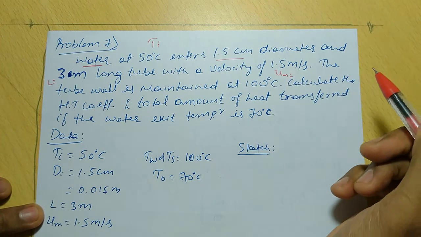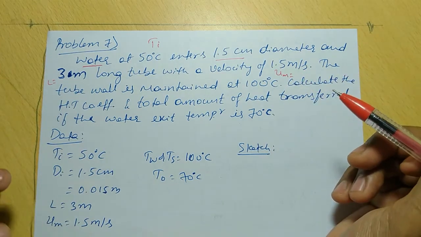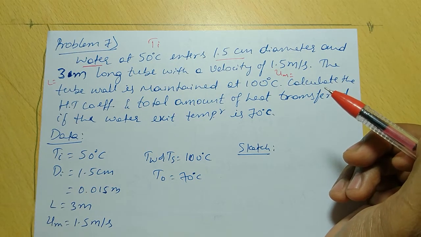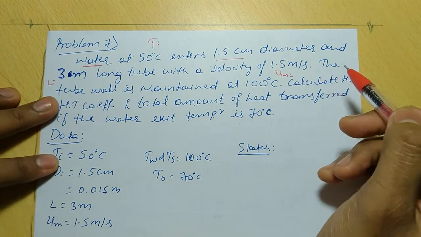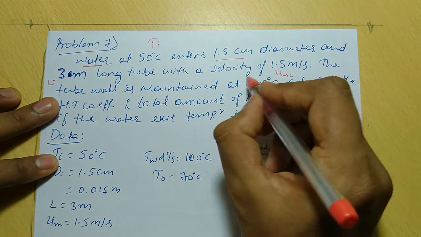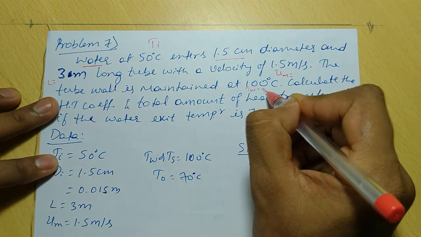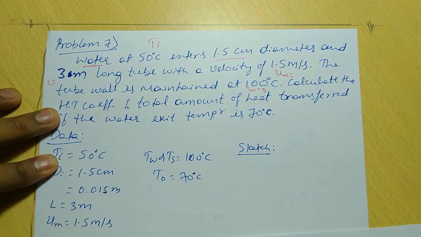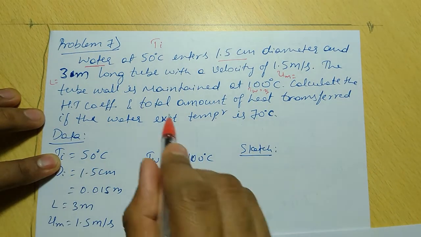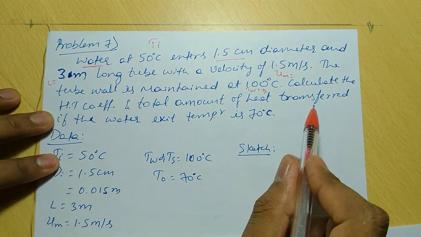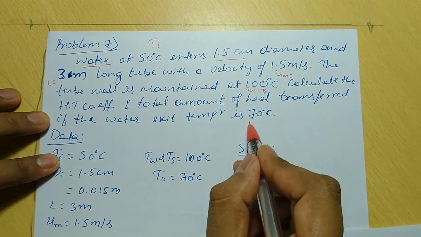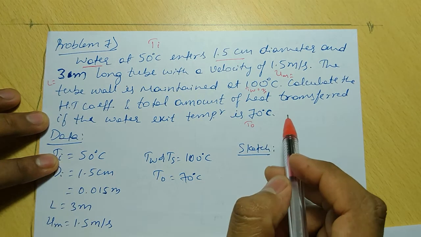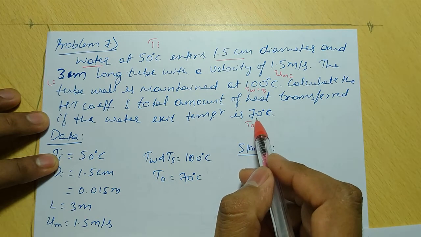Here um is given but not m dot, so the complication is somewhat reduced. In the last two cases m dot was given. If you know m dot, you can find um, but here um is given directly. The tube wall is maintained at 100 degrees centigrade, meaning the wall surface temperature is given. Calculate the heat transfer coefficient h bar, and also the total amount of heat transferred if the water exit temperature T naught is 70 degrees centigrade. Calculate the Q value.